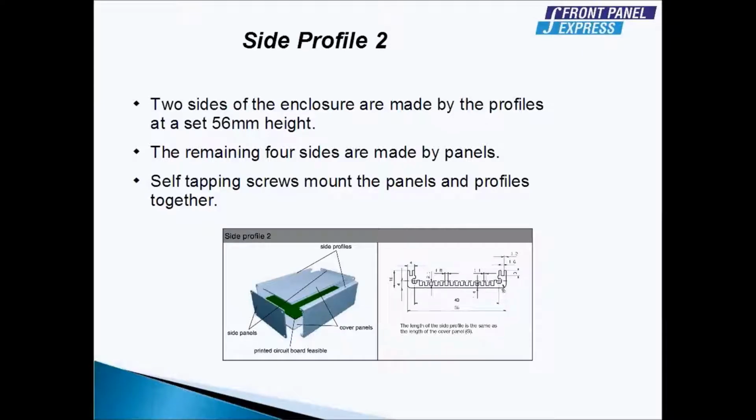Our next type of enclosure is a side profile 2 enclosure. The only difference between a side profile 1 and a side profile 2 enclosure is the height of the profile. You can see that our side profile 2 has an outside dimension of 56 millimeters. The side profile 1s are a standard 1U height, and the side profile 2 are a standard 1.5U.